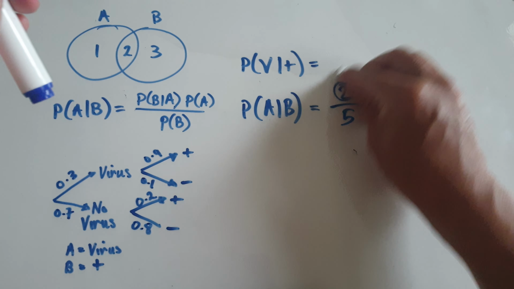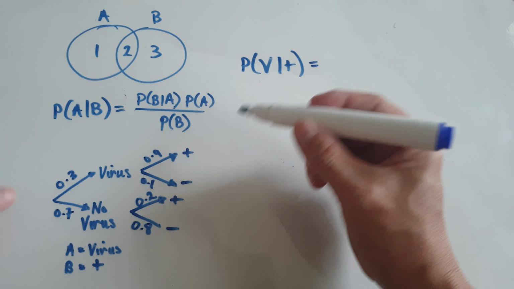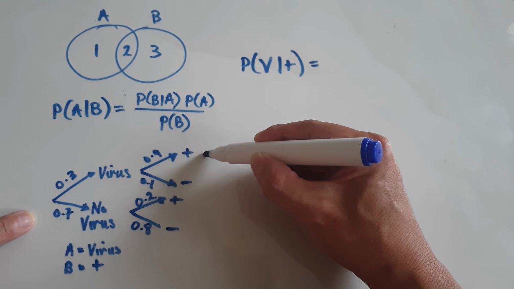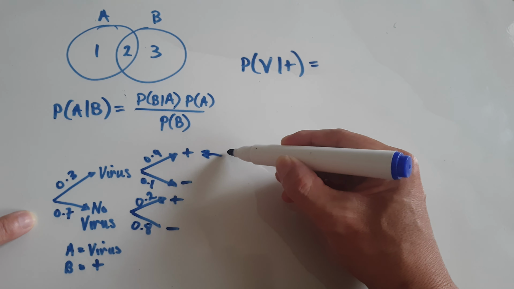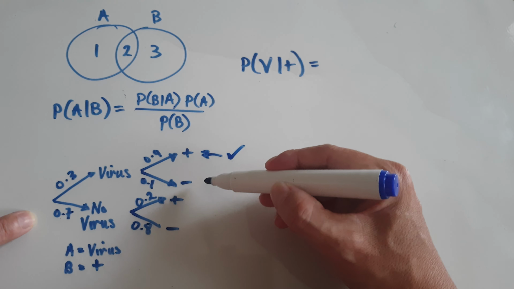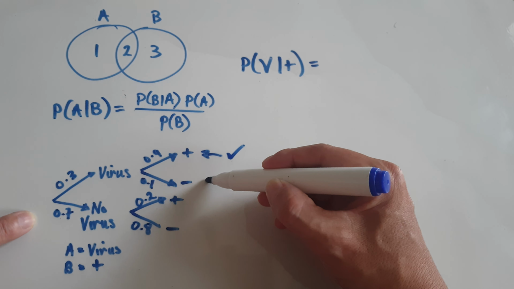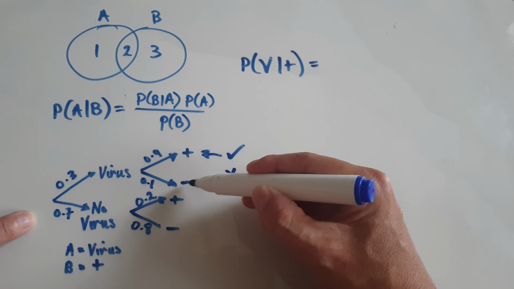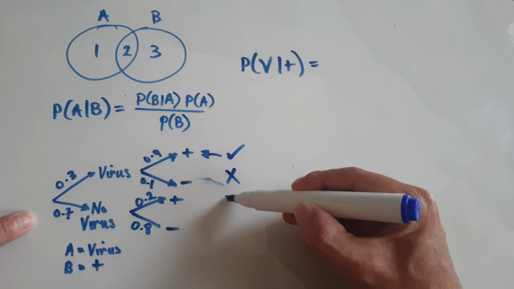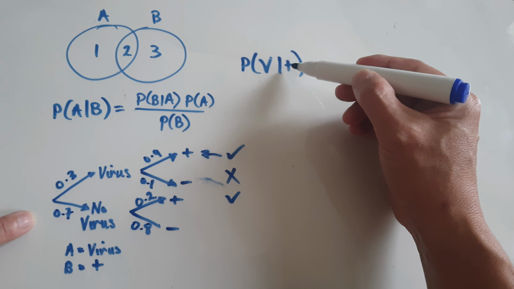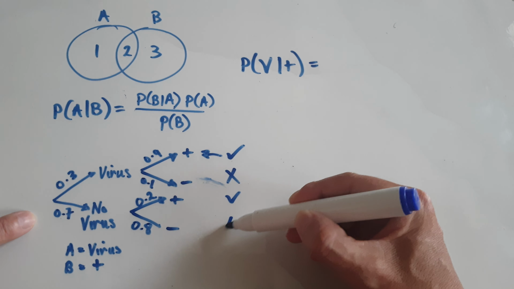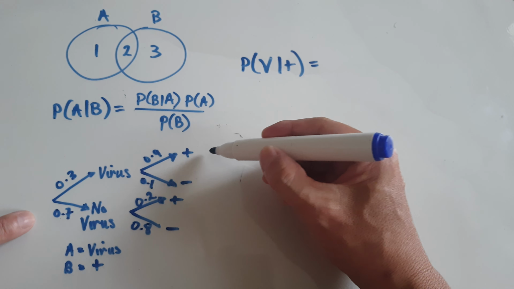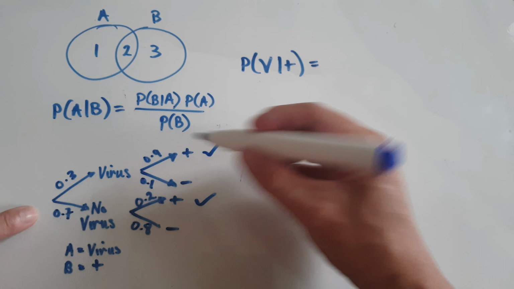So hang on. Given that positive, well, you testing positive would be you going down this branch here. So this is a good branch. This is a good branch. This here is a bad branch because negative has occurred. You want positive. So this here is a bad branch. This here is a good branch, this one here, because you want positive to occur. This here is a bad branch because negative has occurred. So the two good branches here and here, what is the probability?